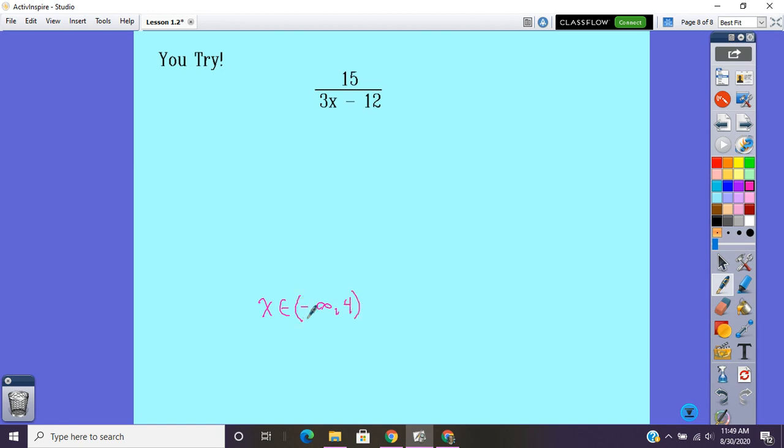So our solution is another one where x cannot equal something. So x cannot equal 4. So it can be everything but 4. So we're going to say x is an element of the group negative infinity to 4 or 4 to infinity.